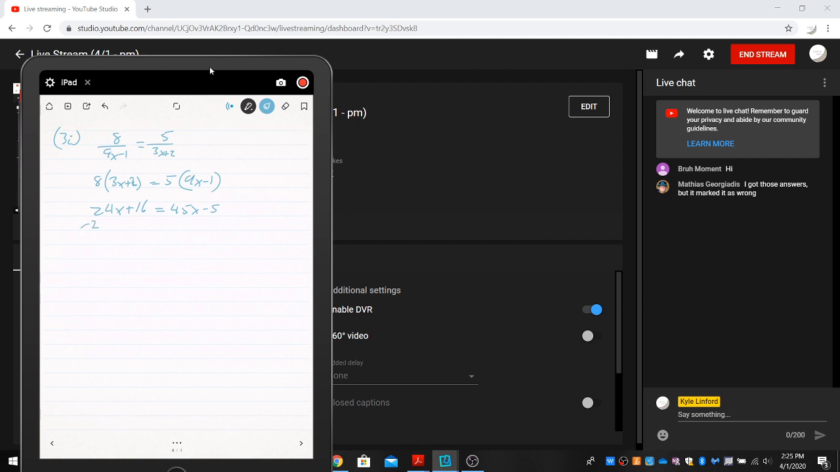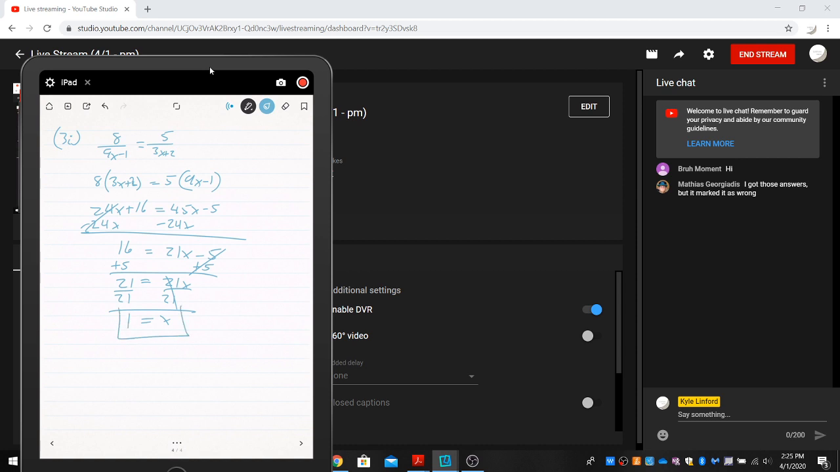I can subtract 24x from both sides. We have 16 is equal to 45 minus 24, which is 21x, minus 5. I'll add 5 to both sides, and I'll end up with 21 equaling 21x. So that means x should equal 1. And that would be our solution for this.